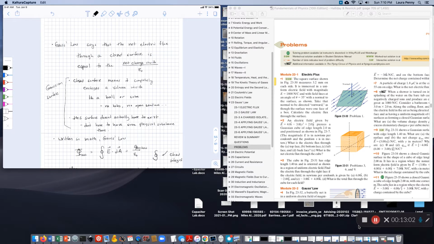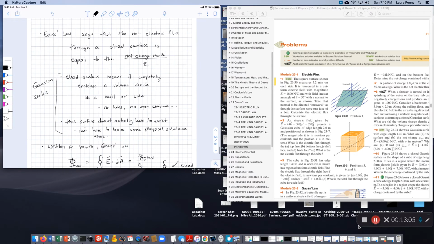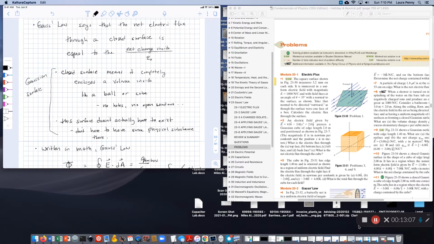So Gauss's law, this is actually the name of this chapter, says that the net electric flux through a closed surface is equal to the net charge, which is inside of this closed surface, divided by this constant epsilon naught, which we've talked about before, back in probably the first chapter. So epsilon naught is just the permittivity of free space. It has this super fun unit right there.